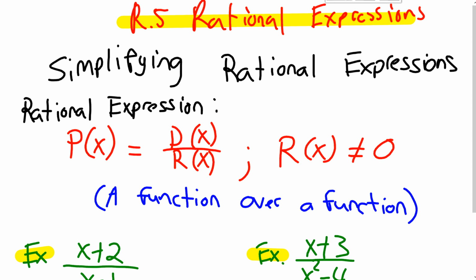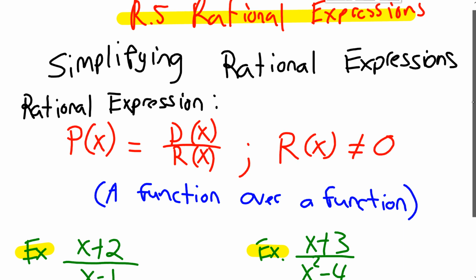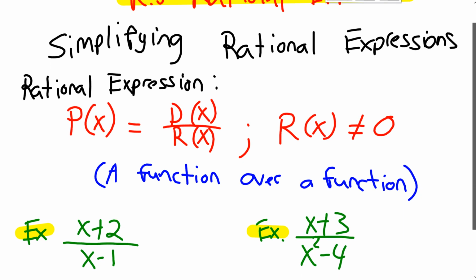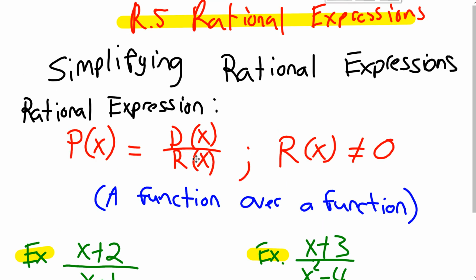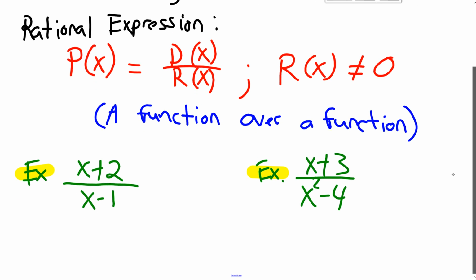R.5 rational expressions. Rational expressions are just a polynomial divided by a polynomial, where our denominator cannot be 0. We're going to use that fact to find out what makes it 0, so that we can state our domain, what we can plug in for x and get an answer out. There are certain x's that we can't plug in, because when we do, our denominator becomes 0 and we can't divide by 0. That makes a restriction and limits our domain.